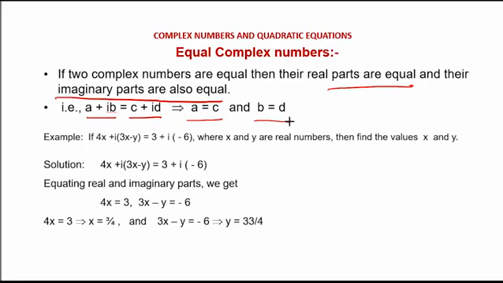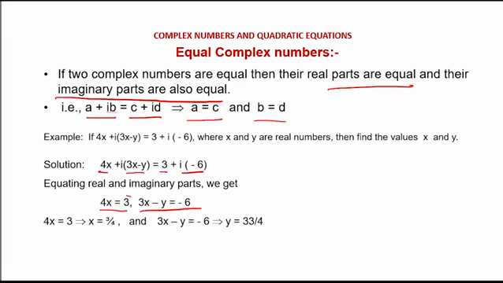For example, if 4x plus i into 3x minus y is equal to 3 plus i into minus 6, where x and y are real numbers, then find the values of x and y. So compare the left hand side and right hand side real parts. The left hand side real part is 4x and the right hand side real part is 3. So therefore 4x is equal to 3, and the left hand side imaginary part is 3x minus y, and the right hand side imaginary part is minus 6, and therefore 3x minus y is equal to minus 6.